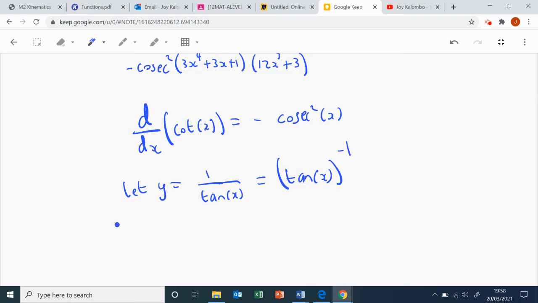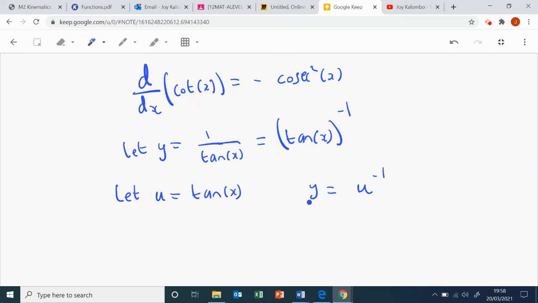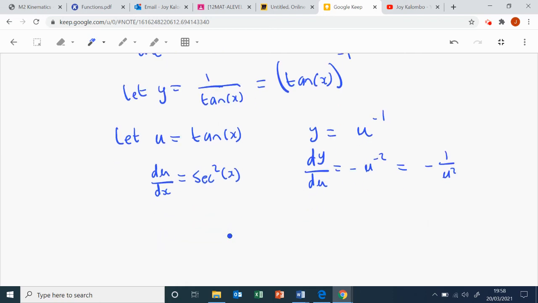Nifty. So let u equal tan x. So that means that y is equal to u to the power of minus 1. So we know that dy du is going to be equal to minus u to the minus 2, which is also equal to minus 1 over u squared. And then du by dx is equal to sec squared x. So that's one of those known results.